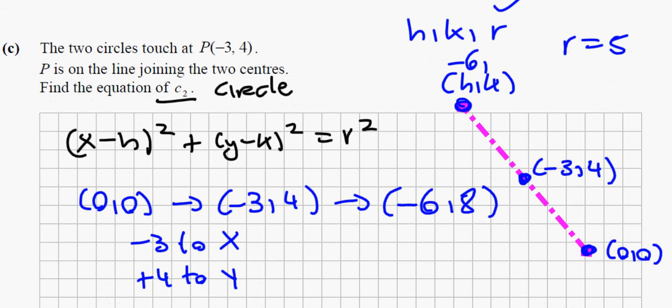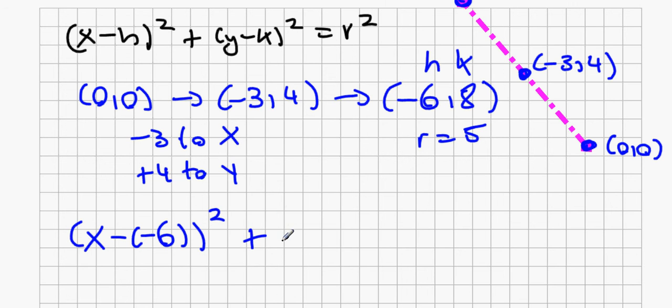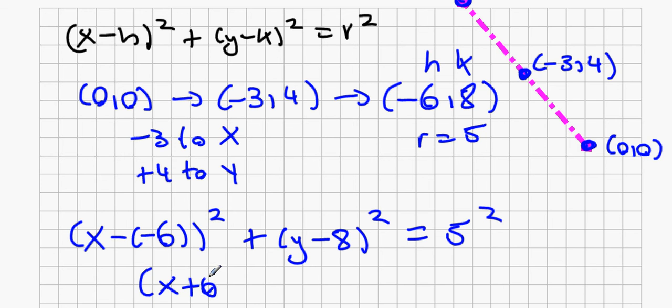Alright, so now we know the center of the circle. So also we have to say here, this is h and k, radius is 5. So next we have (x minus (minus 6)) squared plus (y minus 8) squared equals 5 squared. And then you don't have to square these out for full marks. It's going to be (x plus 6) squared plus (y minus 8) squared equals 25.